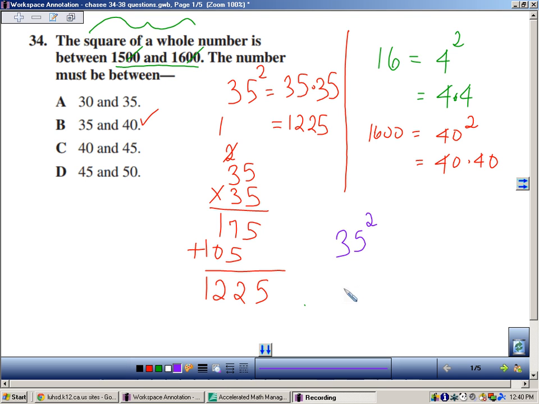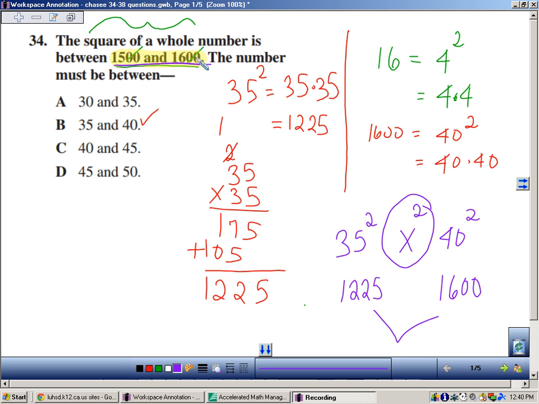The value of 35 squared is 1,225. And then the value of 40 squared is 1,600. And the answer must be between 1,500 and 1,600, and so these values here are similar in range, right? So I can assume now that the square of some number, we'll call it x squared, is going to give us some value that's between 1,500 and 1,600, if in fact x is between 35 and 40. So super. This is our answer, and that's how you work it out.